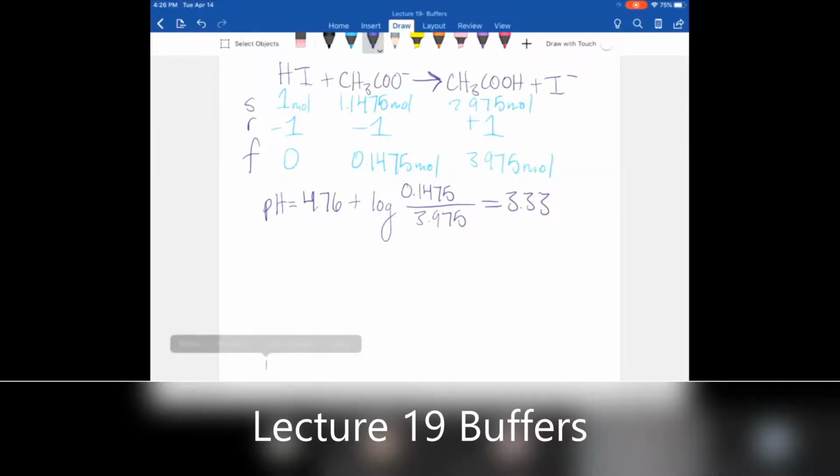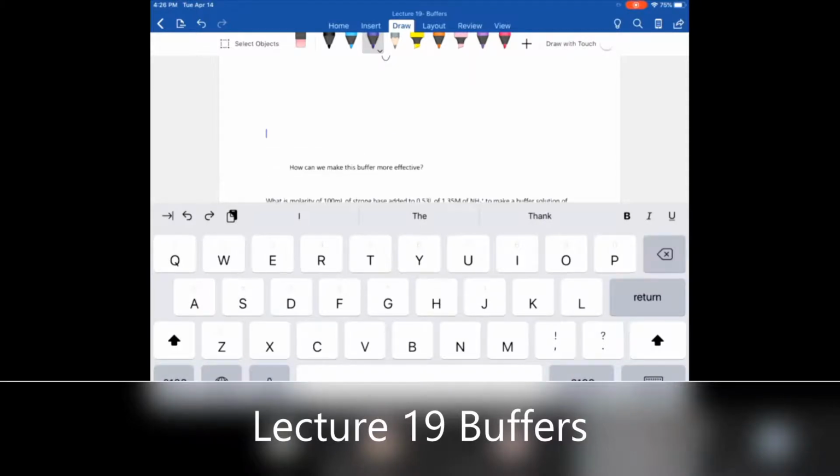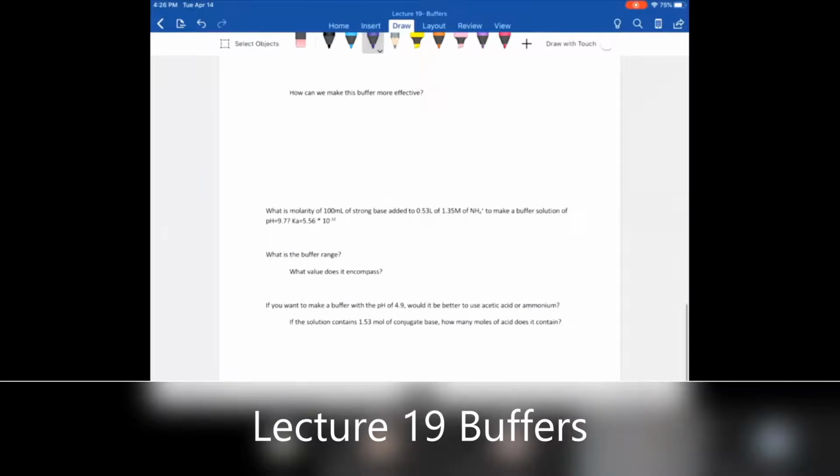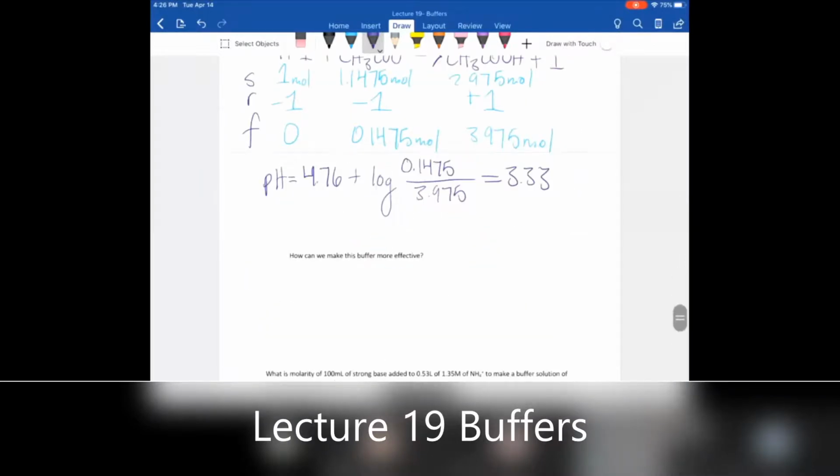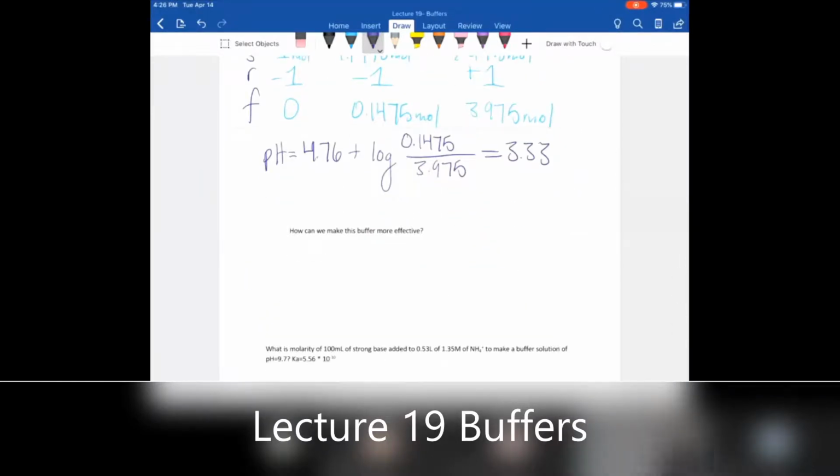Okay, so what could we do to this buffer, the buffer that we've been working with? What could we do to make it more effective? What's something we could change? Anybody know? Anybody?